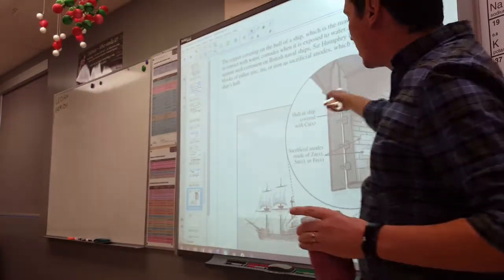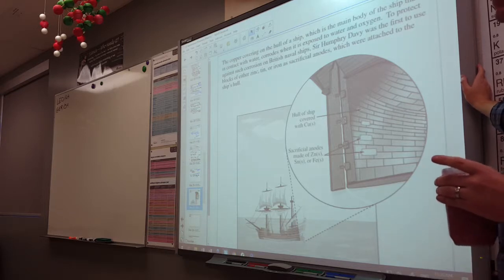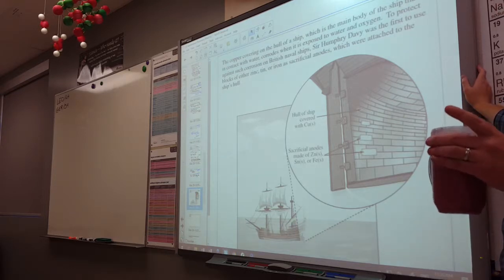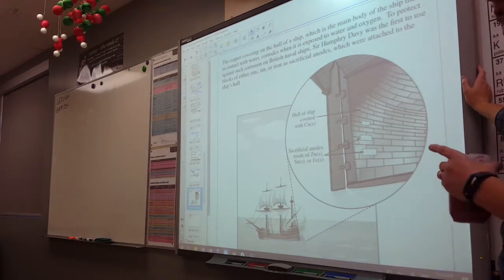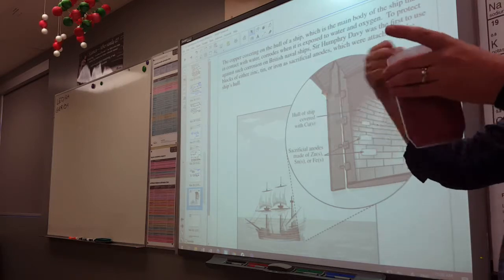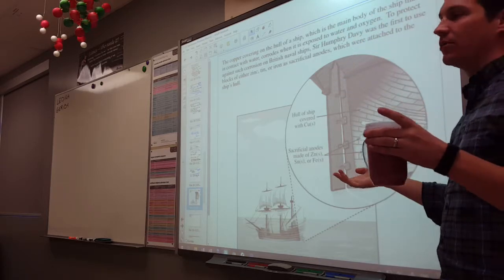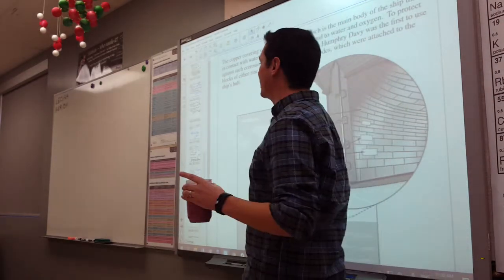Old boats. Old ships used to be covered in copper because it was super easy to anneal it onto the hull of a ship. It was really easy, would you agree? Copper sheets are pretty easy to form into specific shapes? Yeah, that's what the Statue of Liberty is made out of, right? Boss is shaking his head, no.